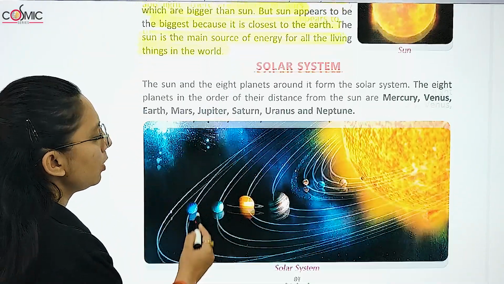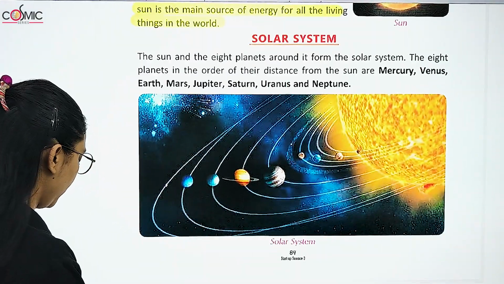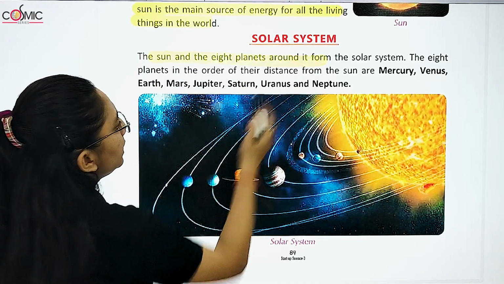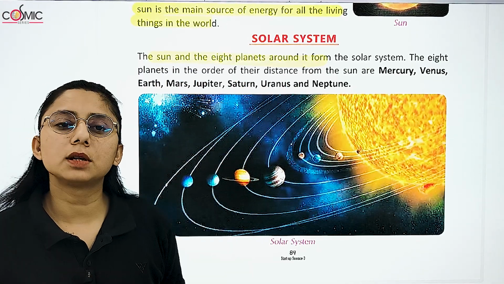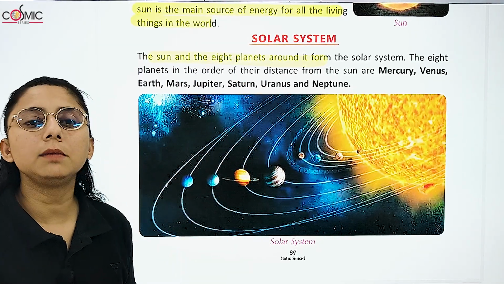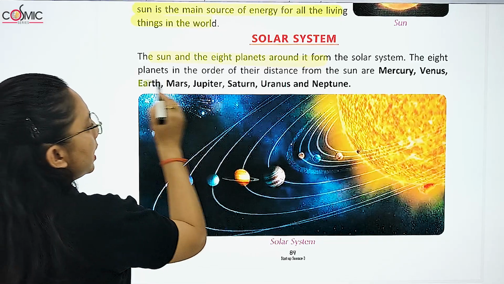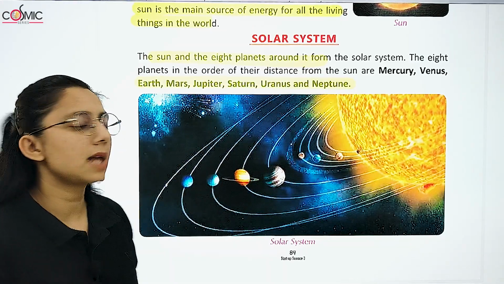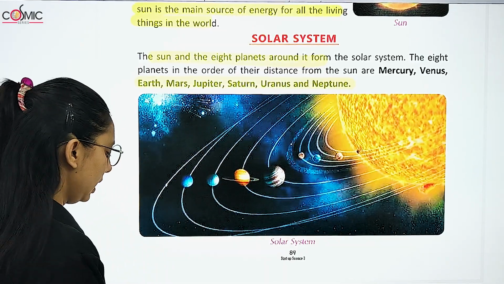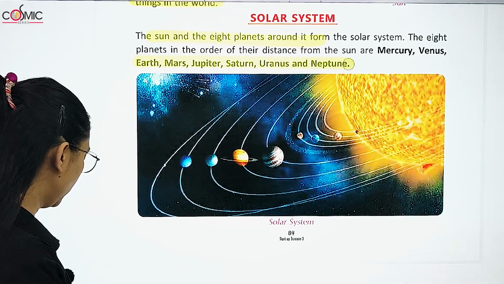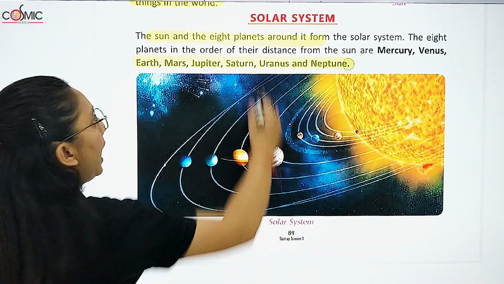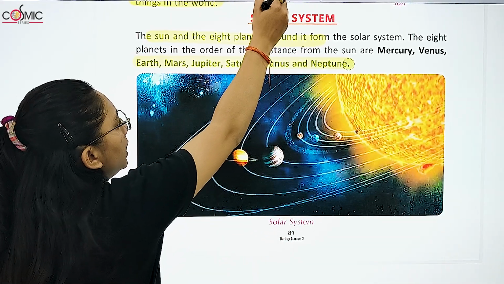Then let's study about the solar system. The sun and the 8 planets around it form the solar system. We have Mercury, Venus, Mars, Earth, Jupiter, Saturn, Uranus and Neptune. These are the 8 planets. Okay, this is your solar system. You can see over here, and all the planets revolve around the sun.